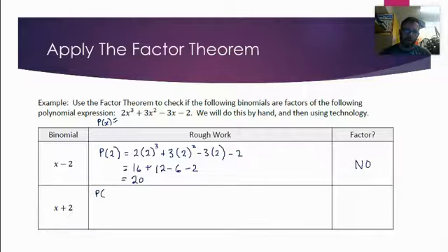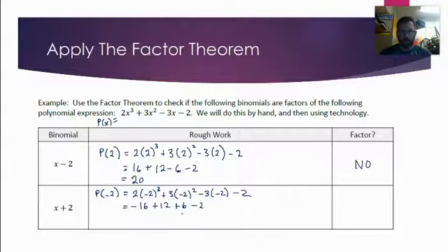Let's try evaluating at negative 2. 2 times negative 2 cubed plus 3 times negative 2 squared minus 3 times negative 2 minus 2. So that'll be negative 16 plus 12 plus 6 minus 2. Now that works out to 0. And so we automatically know that x plus 2 is a factor. Yes, it is a factor.